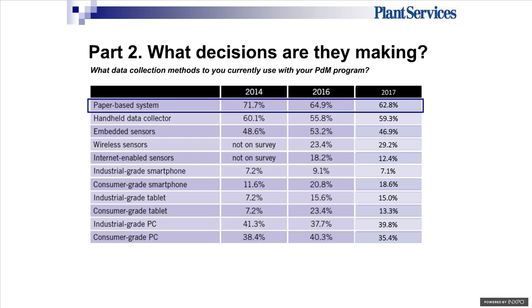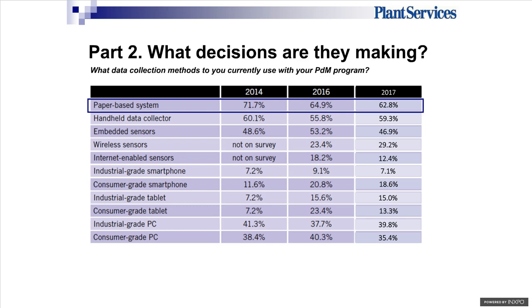I'm really curious at the point when those two curves are going to cross, and we're going to see some digital method of measuring on top of the manual paper-based system. As it is right now, if you're still using paper, you're not alone. A lot of people still are. But I think, interestingly, across the board here, too, we saw modest declines in everything from smartphones to tablets. Industrial-grade PC was about the only one that showed a modest increase, besides handheld data collectors.